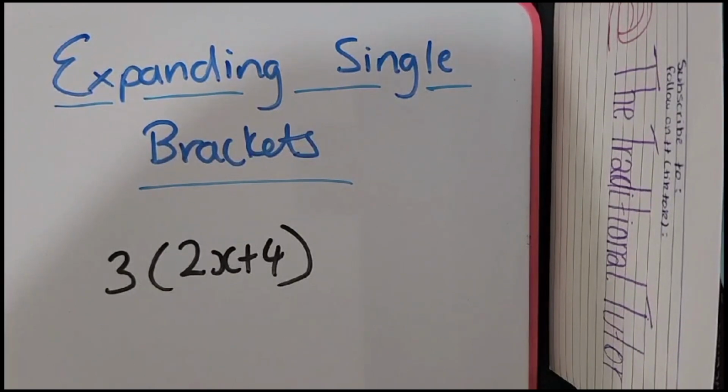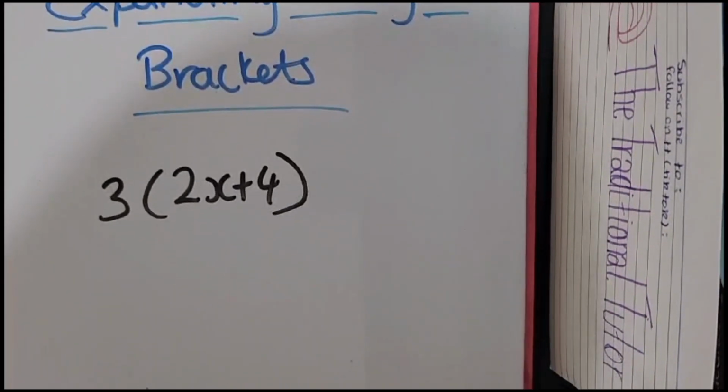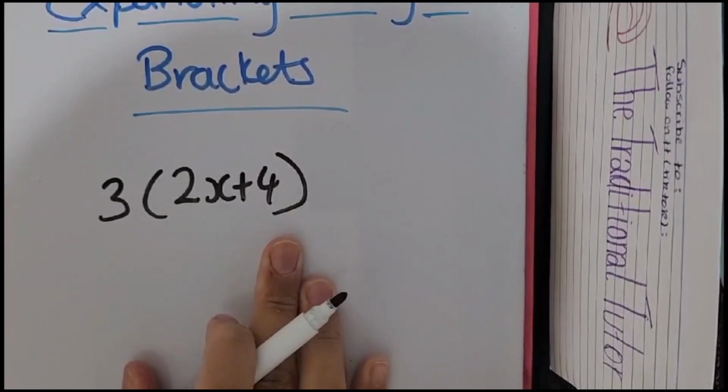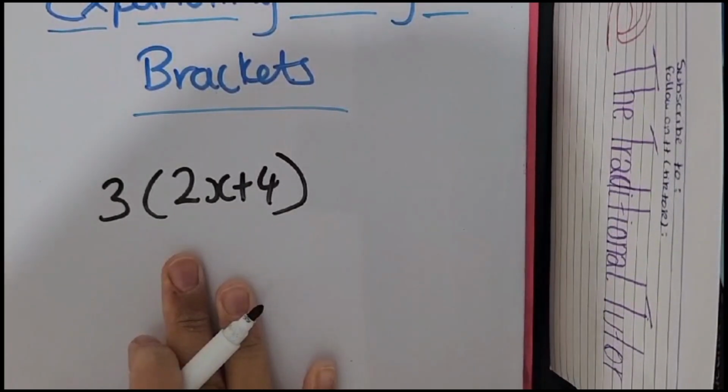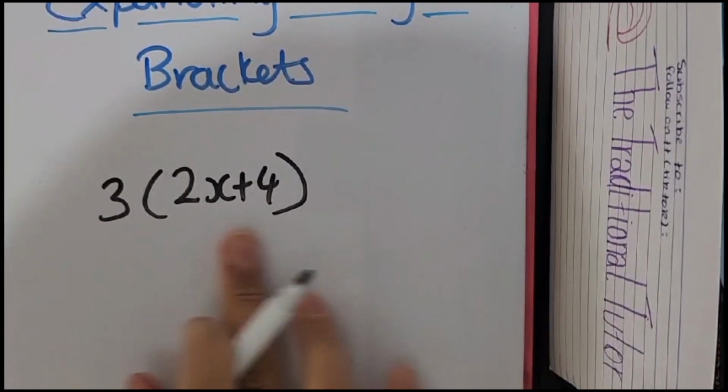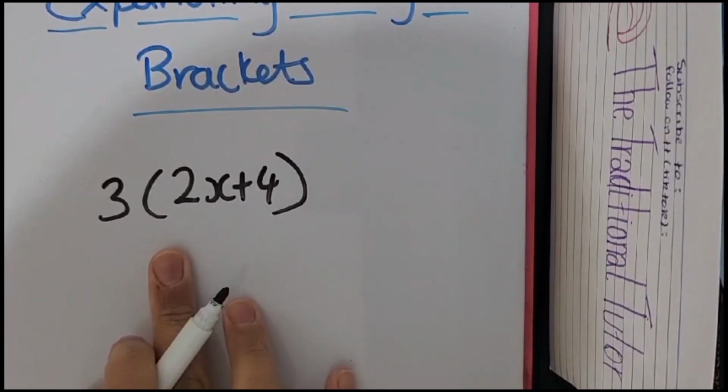Hi everyone, so in this video we'll be looking at expanding single brackets, okay? And the first thing I want you to think about is this following question over here. So 3 times by 2x plus 4, okay? I want you to think about what does it actually mean when you've got a 3 outside and you're multiplying it by this expression over here, okay?